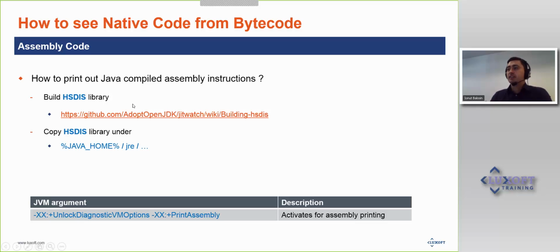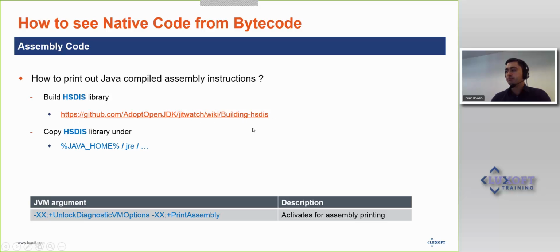Here, it's about the assembly code, because we discussed how we reach the point where we benefit from the native code, but how can we see it? This is not coming by default with the HotSpot JVM. We have to do some additional steps in order to really see the assembly code.